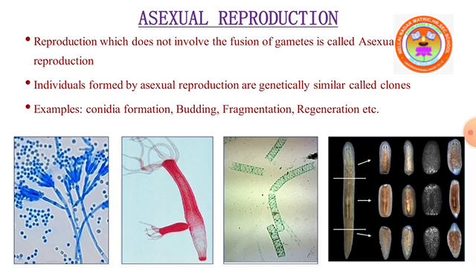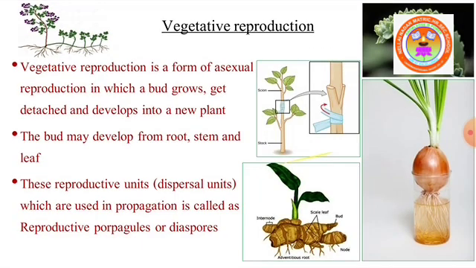But higher plants reproduce by different methods. So in asexual reproduction, the first method is called vegetative reproduction. Vegetative reproduction is further divided into two methods: natural methods and artificial methods. Vegetative reproduction is a form of asexual reproduction in which a bud grows and develops into a new plant. The bud may develop from root, stem, and even from the leaf. So the buds may form organs such as root, stem, and leaf.